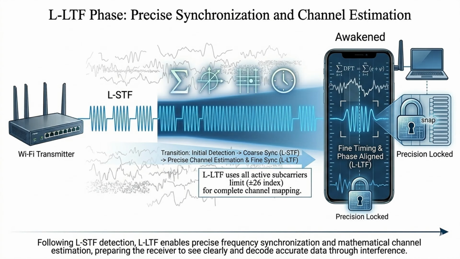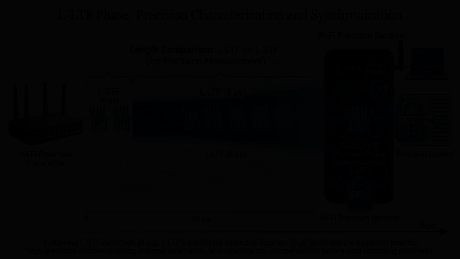Legacy long training field, L-LTF. Legacy long training field is the critical second phase of the Wi-Fi handshake. While the L-STF wakes up the receiver, the L-LTF provides the mathematical precision required to decode complex data. The L-LTF is much longer than the short symbols of the L-STF to allow for this high precision measurement.